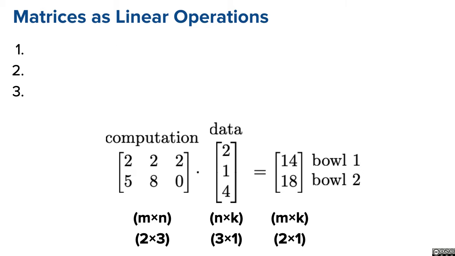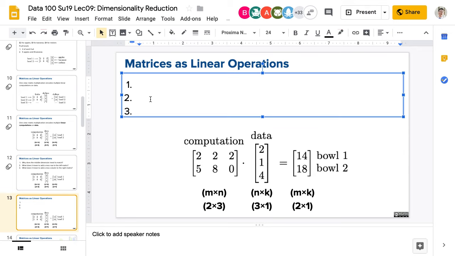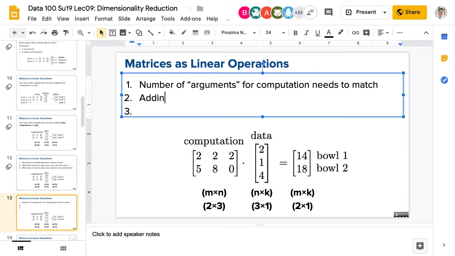Okay, so I'm going to write these down. So for number 1, the number of arguments for the computation needs to match. Okay, for number 2, adding a new row is like adding a fruit bowl. And for number 3, it's like adding a new store with different fruit prices. Okay.